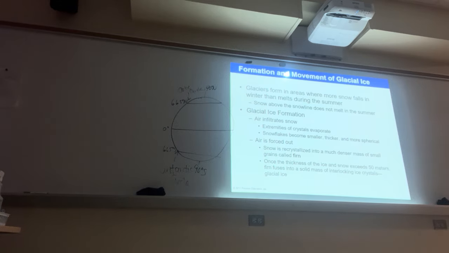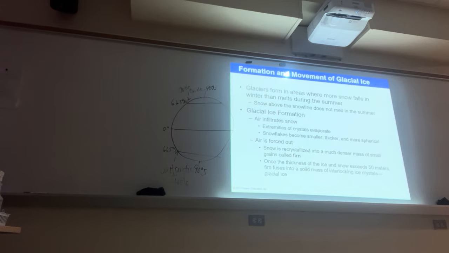Glacial ice formation happens when air infiltrates snow. Snowflakes become smaller, thicker, and more spherical. Then the air gets forced out as snow is recrystallized into a denser mass of small grains called firn. Once the thickness of the snow exceeds 50 meters, the firn fuses into a solid mass of interlocking ice crystals that we call glacial ice.